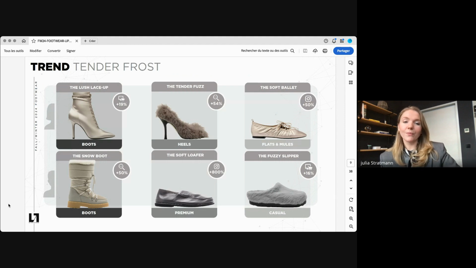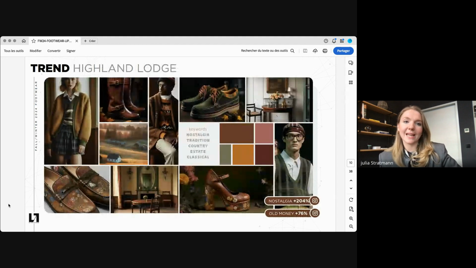When looking at our second AI-generated concept, we have Highland Lodge, which is kind of a portal to a bygone era. So this trend is rooted in nostalgia and is defined by bucolic tradition and the timeless allure of countryside estates. So when we look at this trend, we can see a lot of inspiration that is drawn from this currently trending old money aesthetic.